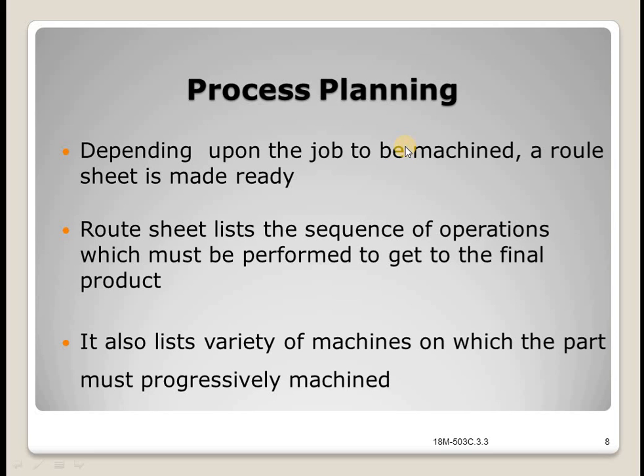I'll explain about process planning once again. In this, the engineering drawing of the work part must be interpreted in terms of the manufacturing processes to be used. This is called process planning. In this, a route sheet is prepared. A route sheet is a listing of the sequences of operations which are performed on the work part. It also lists the machines through which the part must be routed in order to perform according to the sequence of the operations.